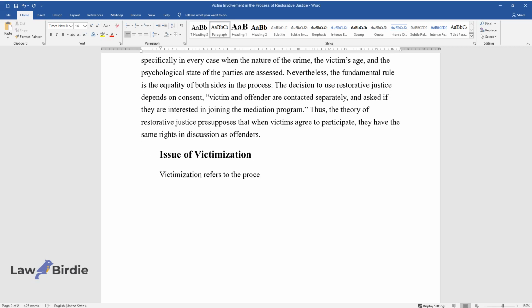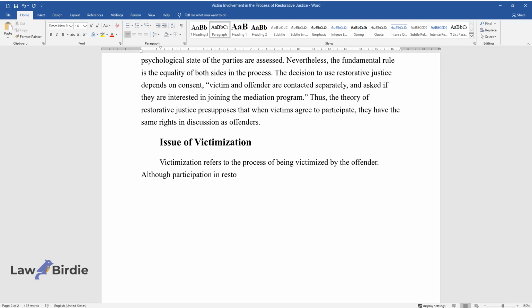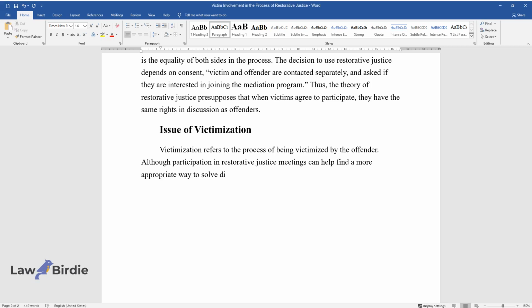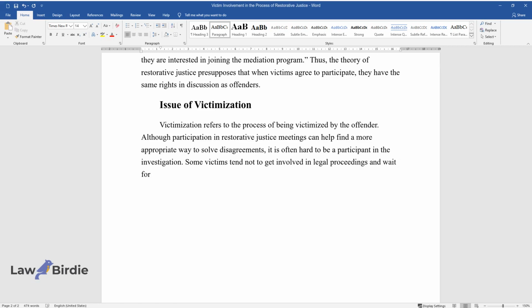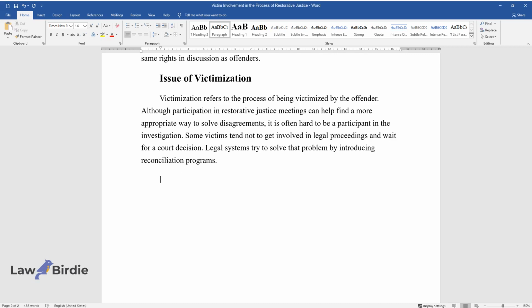Issue of victimization. Victimization refers to the process of being victimized by the offender. Although participation in restorative justice meetings can help find a more appropriate way to solve disagreements, it is often hard to be a participant in the investigation. Some victims tend not to get involved in legal proceedings and wait for a court decision. Legal systems try to solve that problem by introducing reconciliation programs.